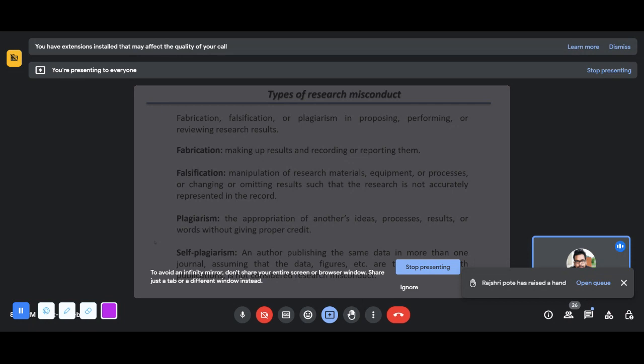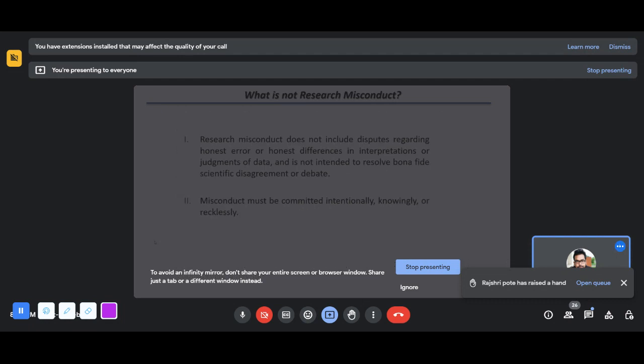So these are some of the types. Now, what is not scientific misconduct? You have to differentiate that very clearly. Research misconduct does not include disputes regarding honest error or honest differences in interpretation or judgment of data, and is not intended to resolve bona fide scientific disagreement or debate.